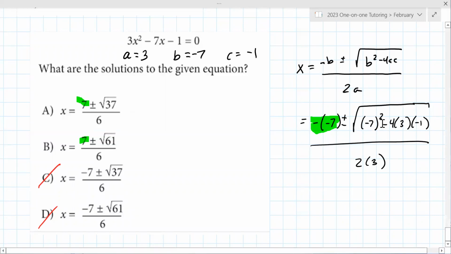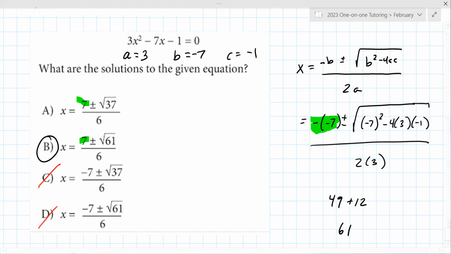So inside the root, you square, so that becomes 49. 4 times 3 times -1 inside parentheses there is -12, but there's already a negative, so it becomes plus 12. So you can see that it is 61.